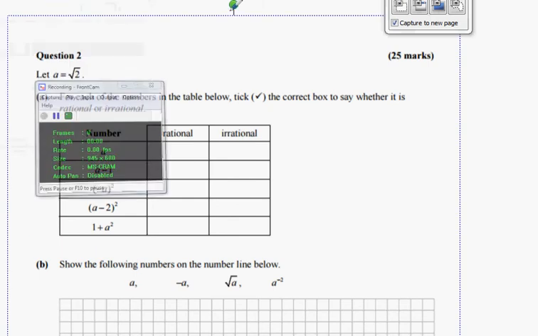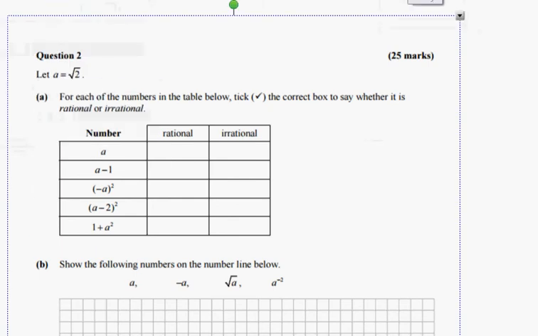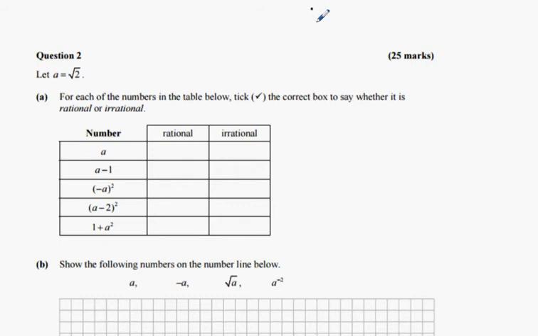This is 2012 question 2. For each of the following numbers, tick in the correct box, say whether it's rational or irrational. First of all, what is a rational number?